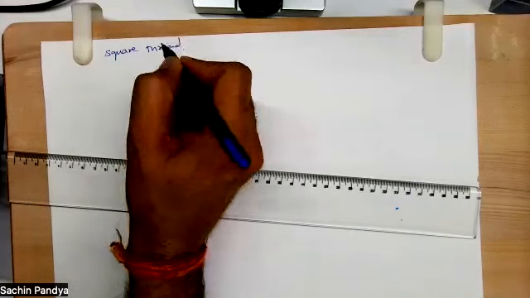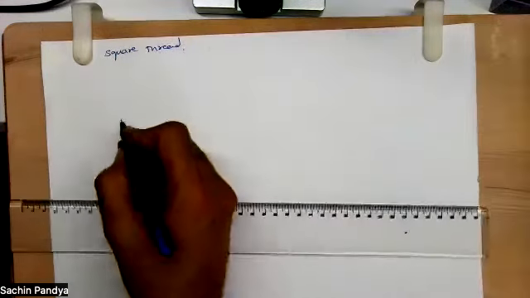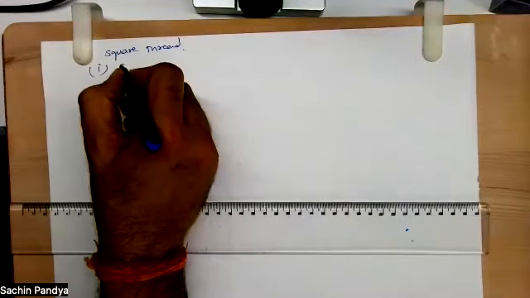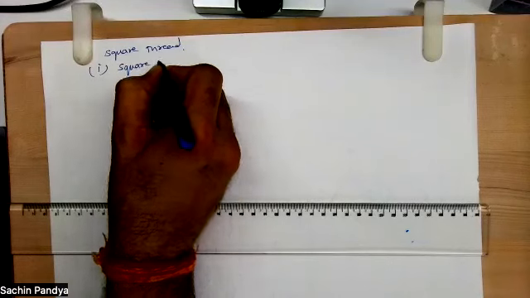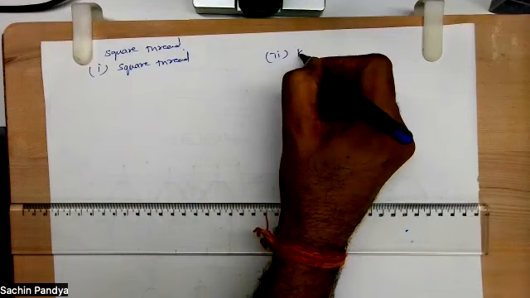In square thread, we have two types. One is square thread only, another is knuckle thread. So in square thread, we have two types. One is square thread and the other one is knuckle.